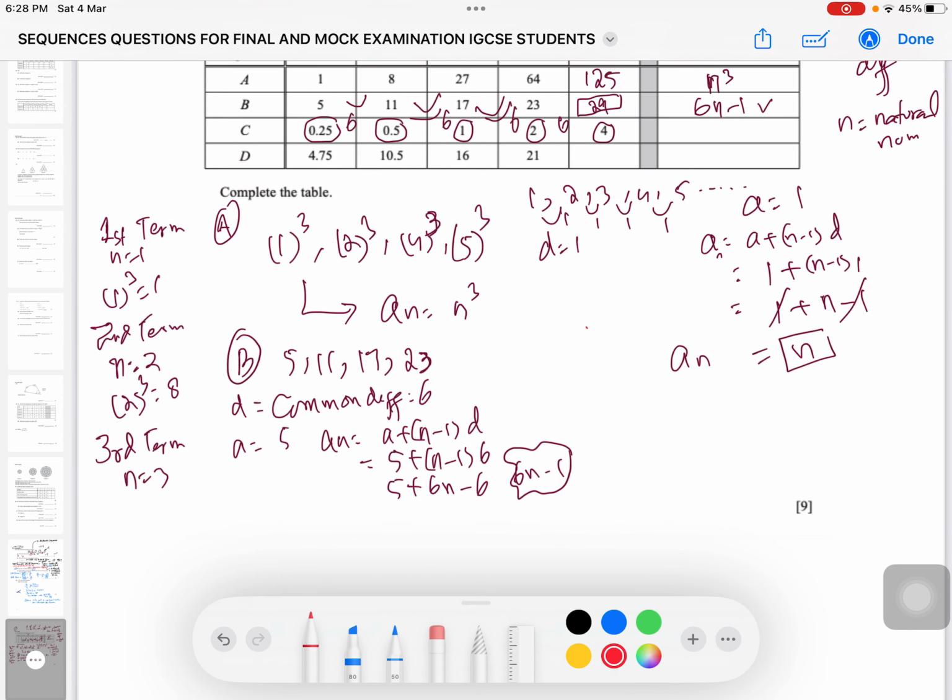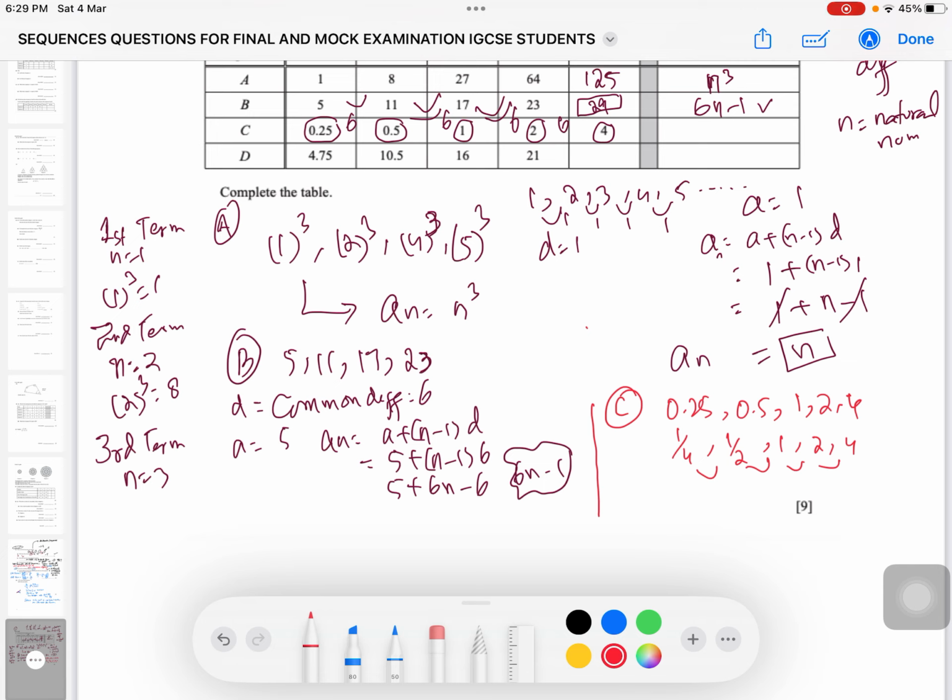Look, sequence C. Sequence C is 0.25, then 0.5, then 1, then 2, then 4. I can say it's 1 upon 4, 1 upon 2, 1, 2, 4. Now first get the difference: difference of this, this, this, this. See, the differences here are fractions, so avoid them.